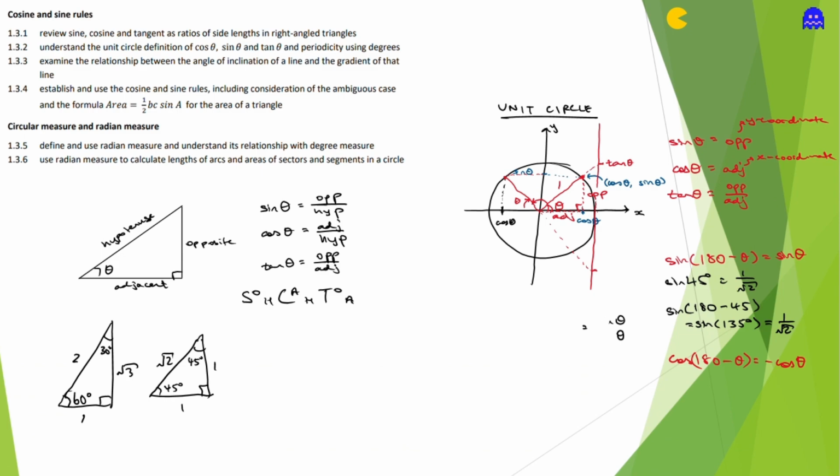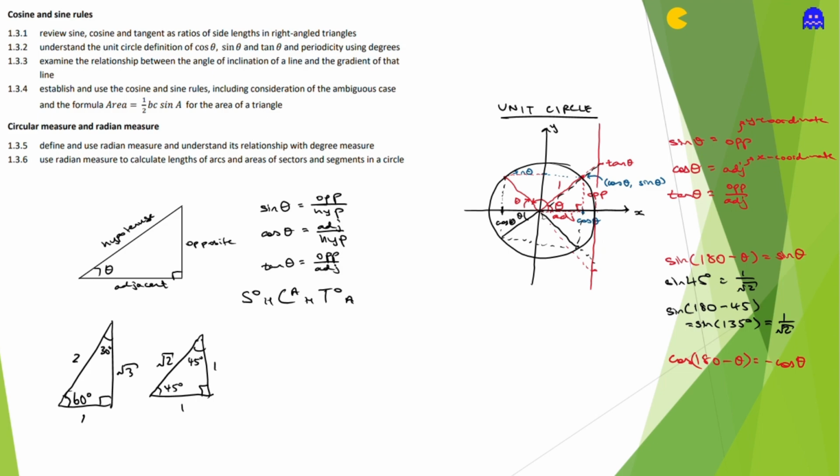Alright, if we look at this angle here, and we have our theta again, we'll see that sine and cosine are both negative, and they will have the same values. Tan, on the other hand, is positive because it tracks back up. And here we can see that tan is negative, sine is negative, but cosine is positive.